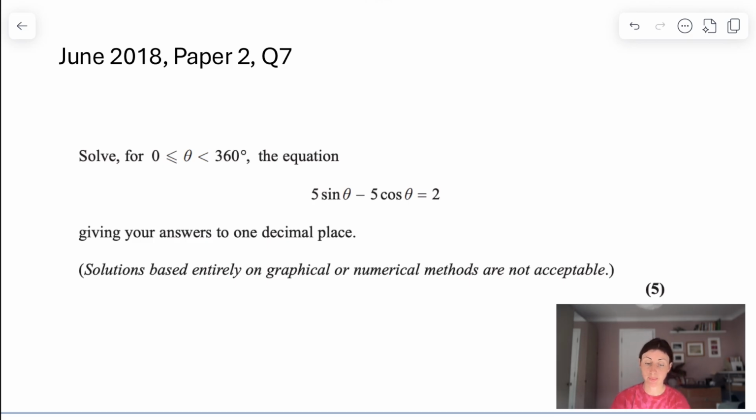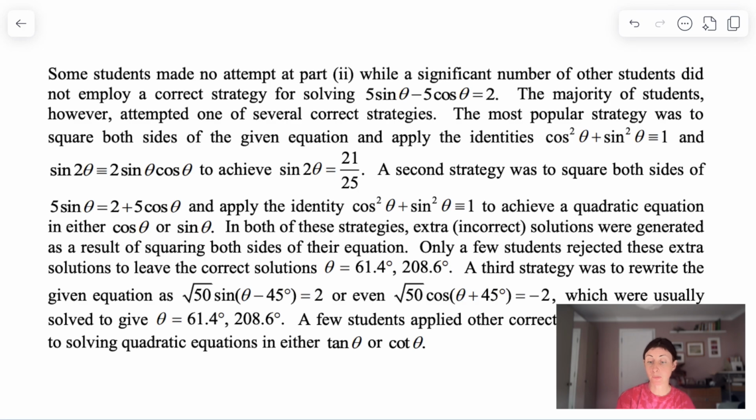And as you can see from the examiner's report, the most popular strategy was to square both sides using sine squared plus cos squared equals 1, and extra incorrect solutions were generated as a result, and only a few students rejected these extra solutions. So therefore, based on this, I would try and encourage my students to recognise when the R method can be used, and failing that, if at any point they square both sides of any equation, they should plug their answers back in at the end to check them.